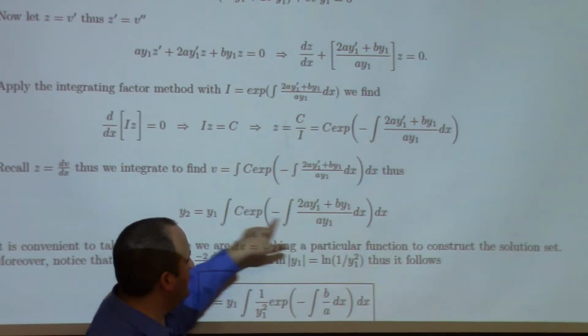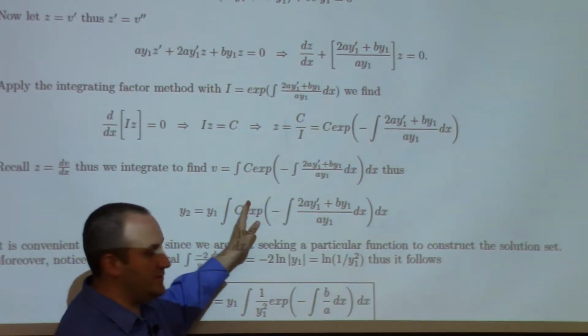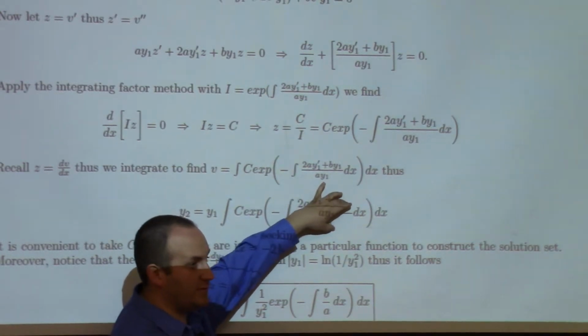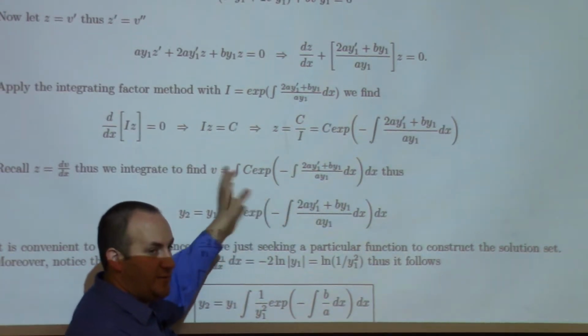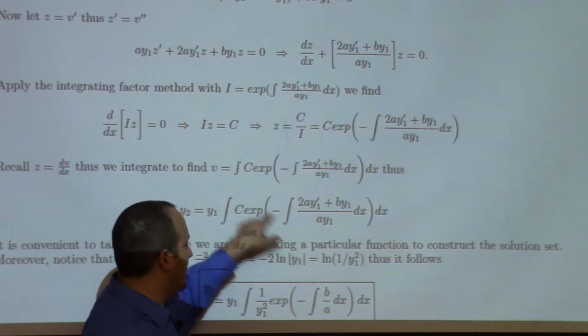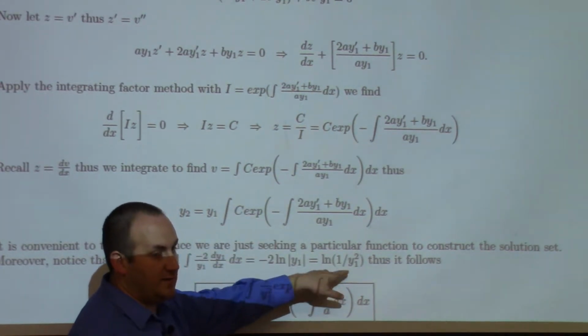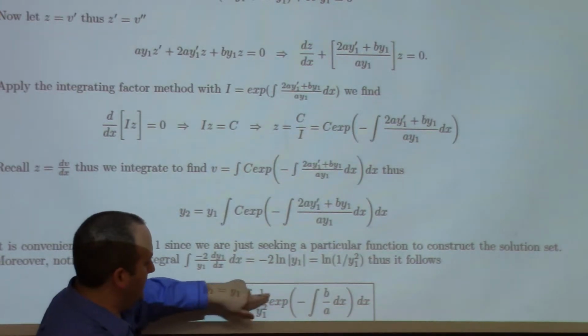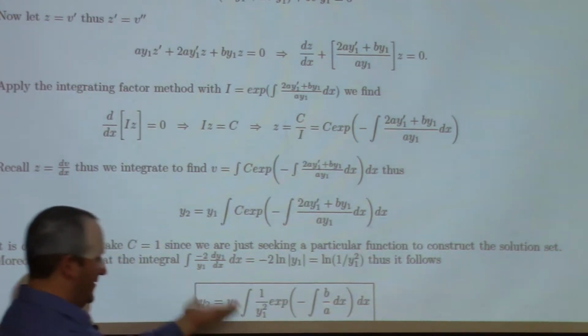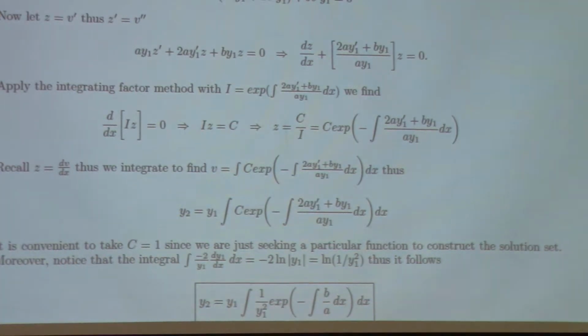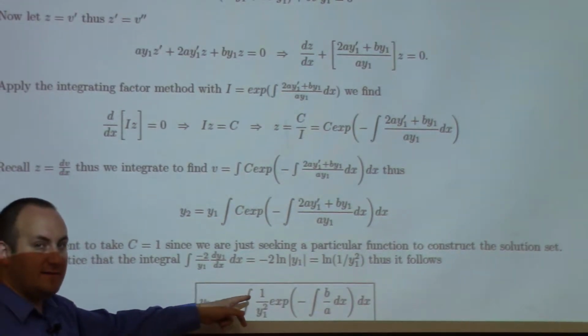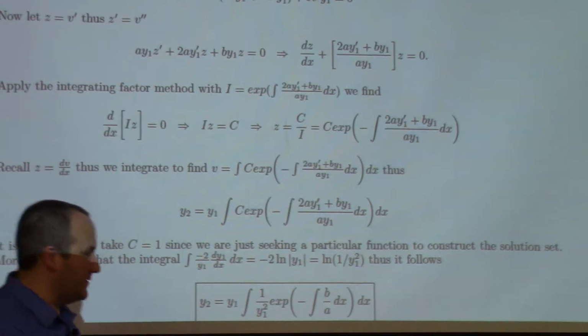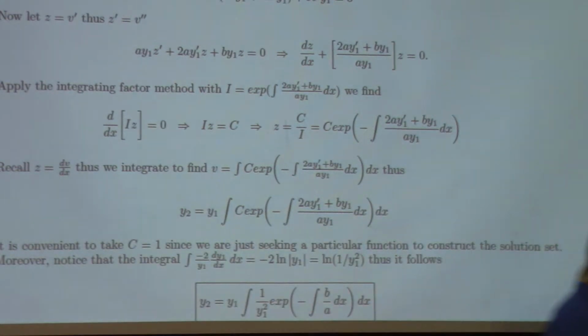But there's an exponential here, so you have a sum of this integral plus that integral. But because you have an exponential here, it becomes a product. So you end up with exponential natural log of that, which just pops out this 1 over y1 squared term. And then the exponential of that. And there you go. That's the second linearly independent solution formula.